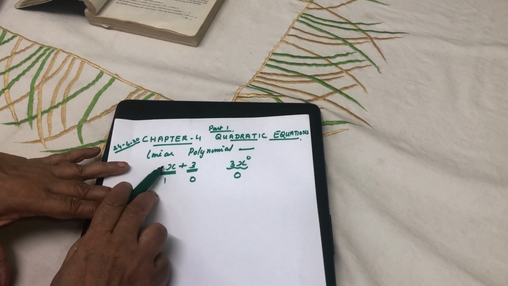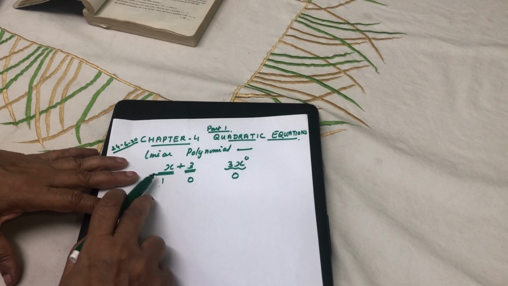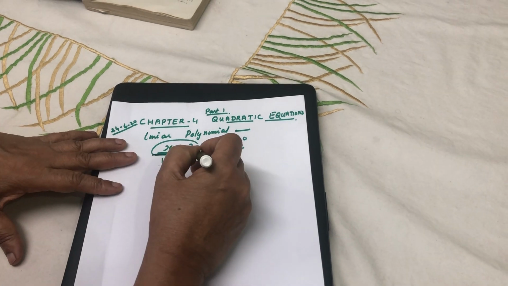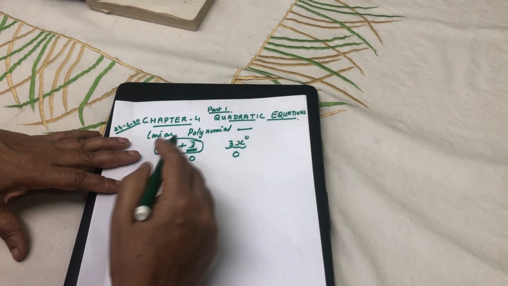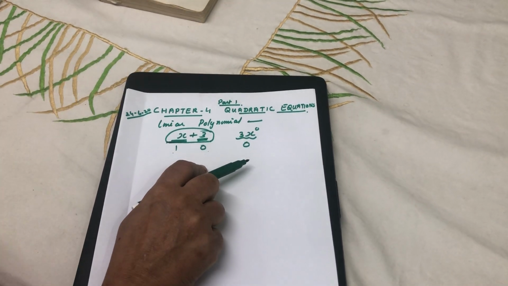Here this one, the degree is 1, this one the degree is 0, and the highest degree is 1. Therefore the degree of this polynomial is 1. Since the degree of this polynomial is 1, it is a linear polynomial.